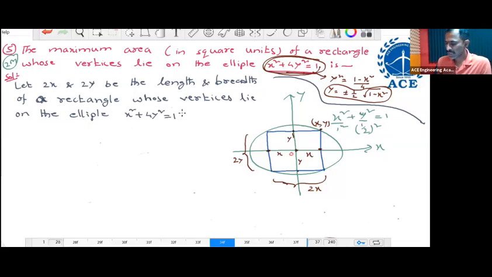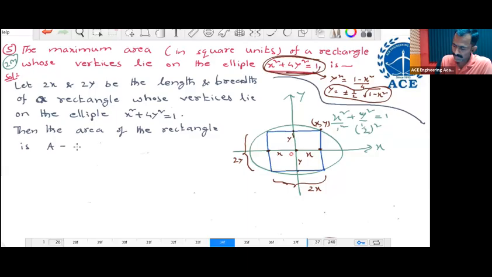So according to the given data with the condition, it is a rectangle. For this rectangle, one side is 2x, the other side is 2y. So length is 2x, breadth is 2y. From these two, we can find the area. Then the area of the rectangle is A equal to 2x into 2y.